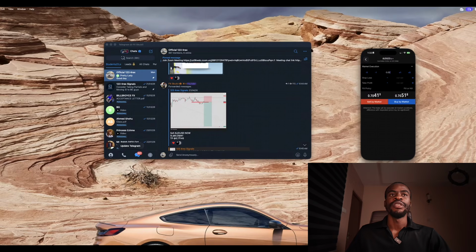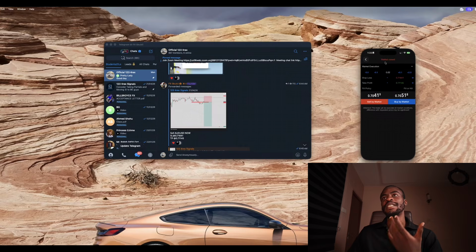And then you copy this stop loss. So the stop loss 0.71841, you put it at your stop loss level, 0.71841. Your take profit, you input it also, 0.71145, and then you sell by market. But you can see that markets are closed. But that's basically how you follow a signal. If the markets were open, it would actually activate.